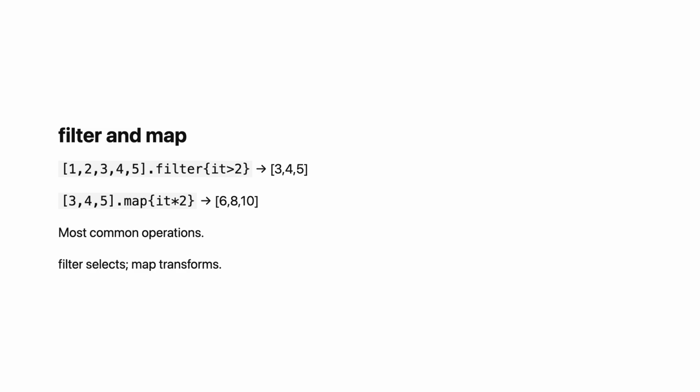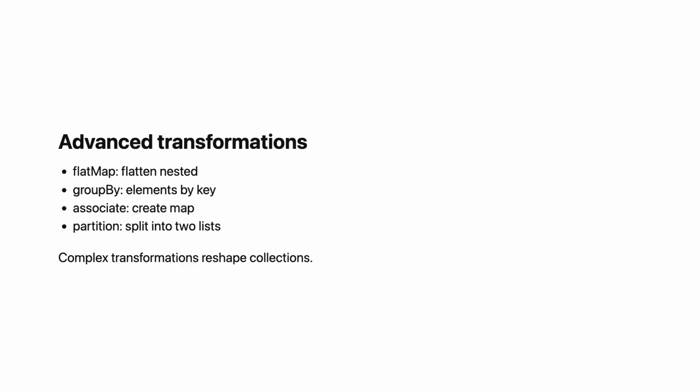flatMap: transform and flatten. Each element becomes a list, and all lists are combined. val nested = listOf(listOf(1, 2), listOf(3, 4)). nested.flatten() gives listOf(1, 2, 3, 4). groupBy: group elements by a key. people.groupBy { it.city } gives a Map<String, List<Person>>. associate: create a map from elements. people.associateBy { it.id } gives a Map<Long, Person>.